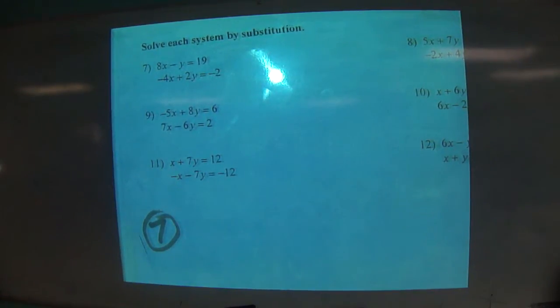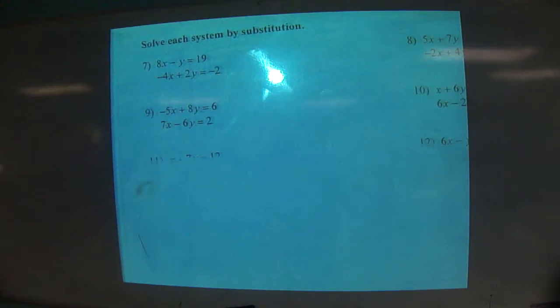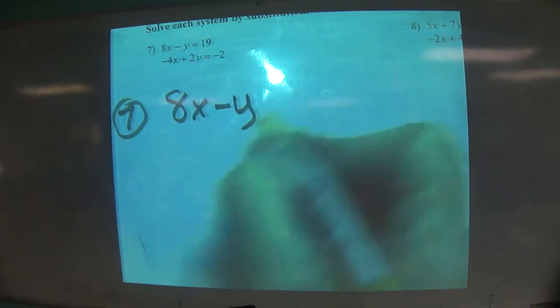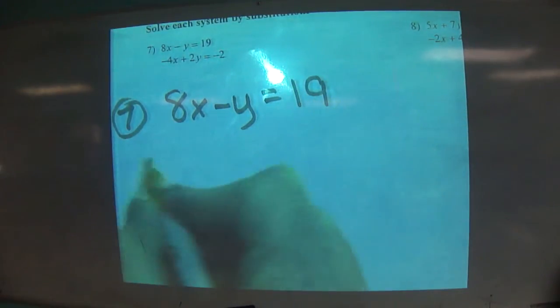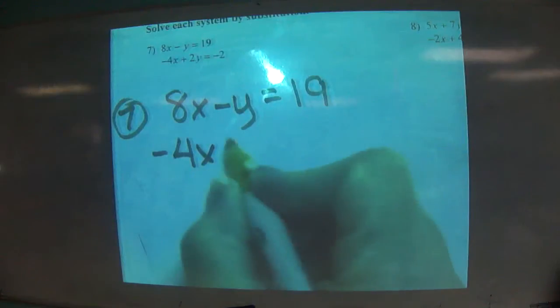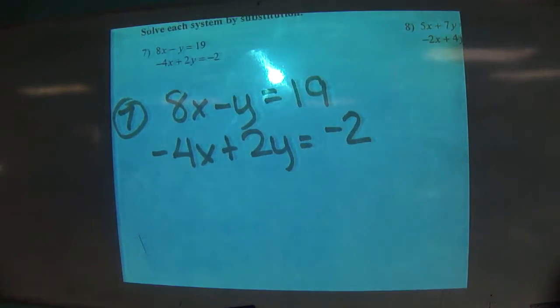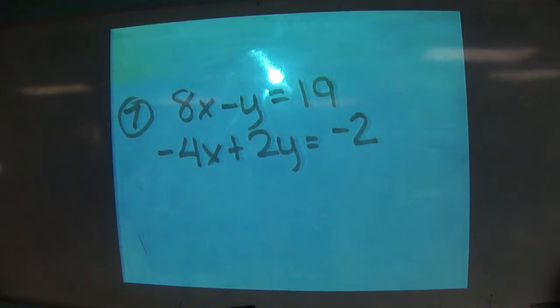Okay, when we're solving systems by substitution, and we're going to do number 7, the problem we're given is 8x minus y equals 19, and negative 4x plus 2y equals negative 2. When we're solving systems by substitution, what we want to get is either x equals or y equals. So in this situation, which one is easier to get something equal?